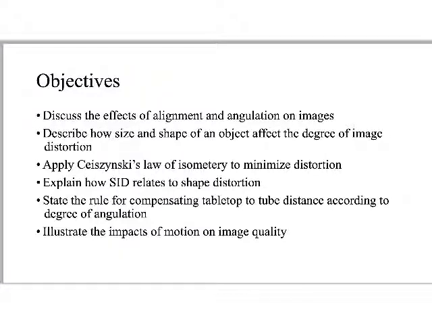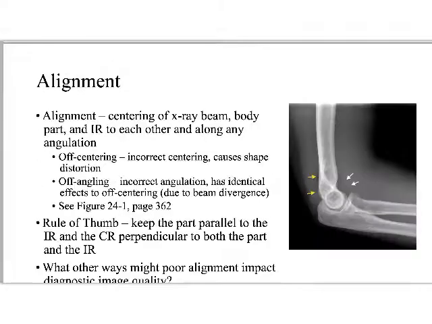We'll talk about how SID relates to shape distortion because it is impactful. And then we'll have some rules of thumb for compensating as we angle the tube more and more. How do we compensate for that increased SID that results from increased tube angulation? And finally, we'll talk about motion. So, alignment.